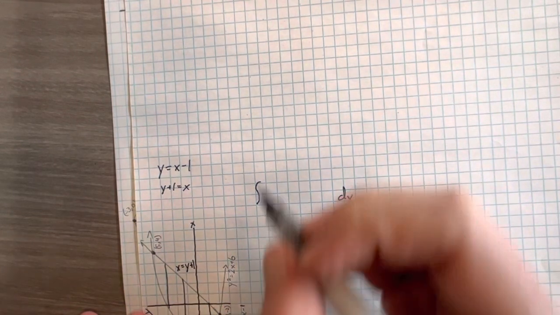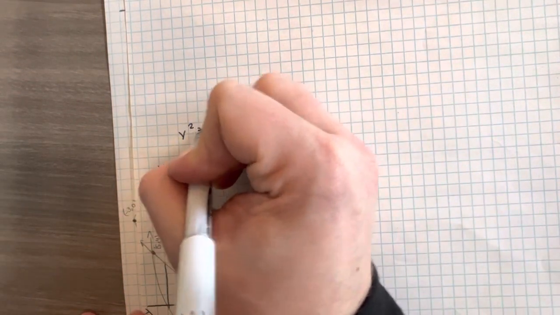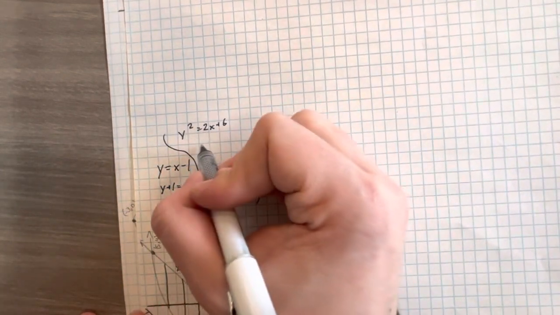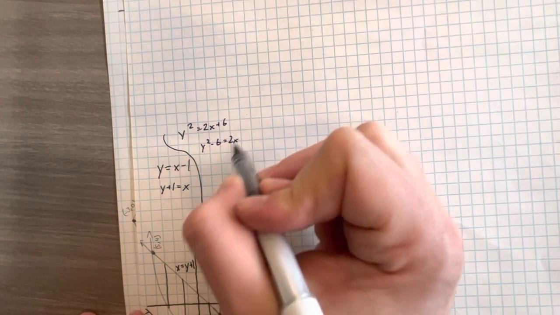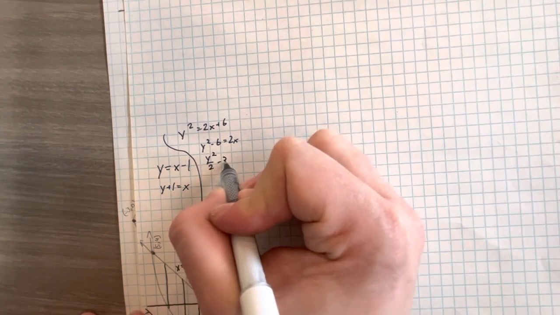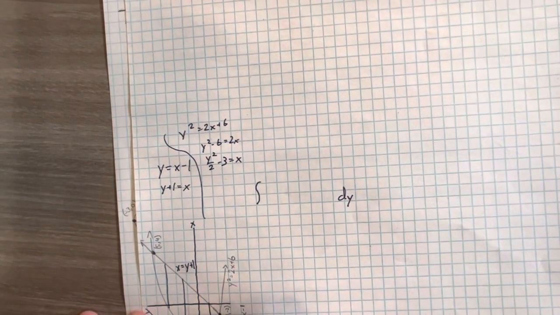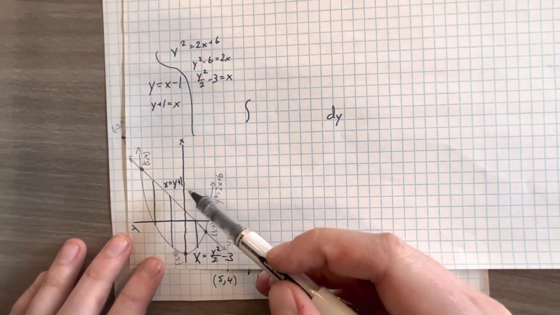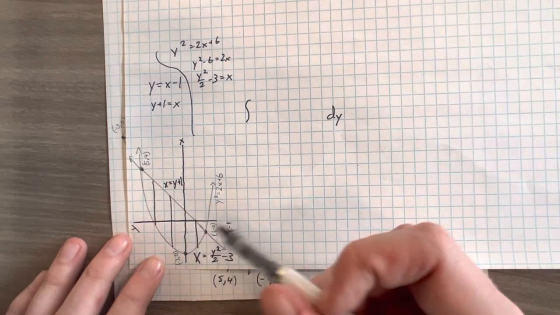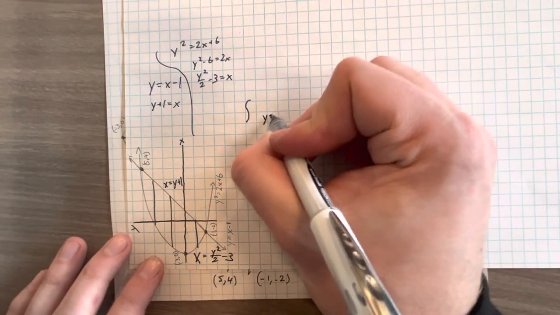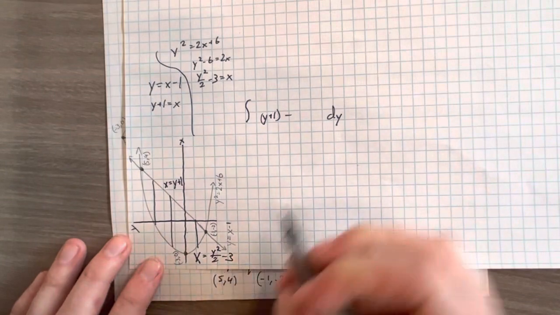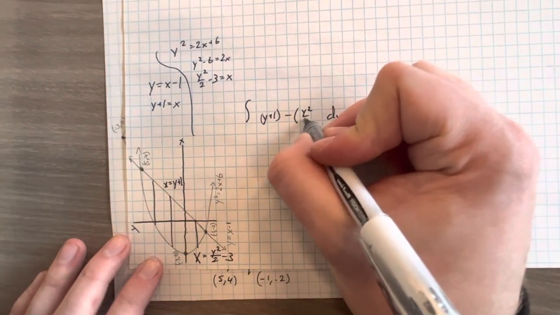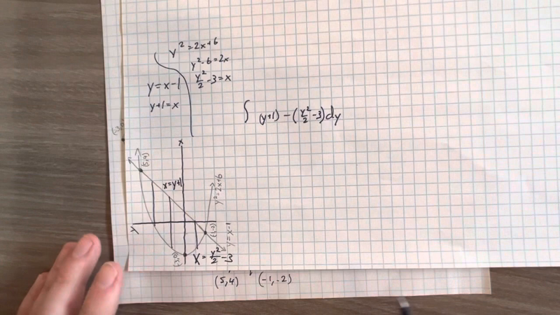The bottom function here, we said was what? y squared equals 2x plus 6. If we're solving this one, we subtract the 6 and divide by 2. That's what this bottom function is: x equals y squared over 2 minus 3. So we now have a top function and a bottom function to subtract. Our top function is y plus 1. Our bottom function that we're subtracting is y squared over 2 minus 3.